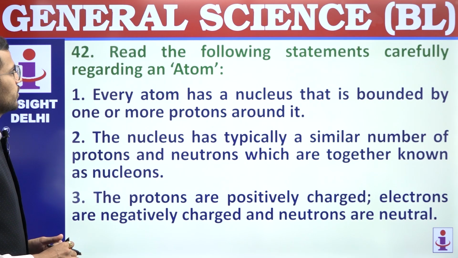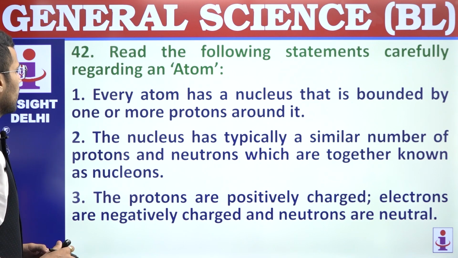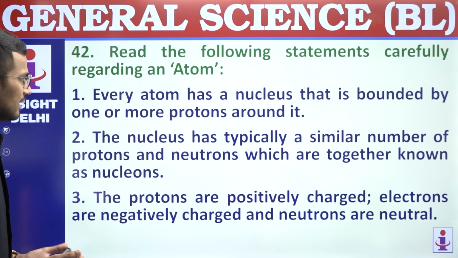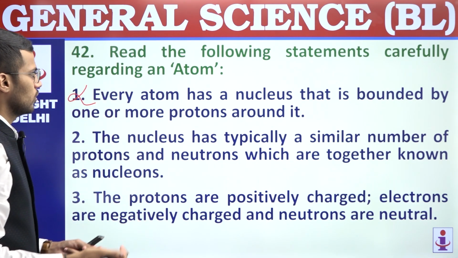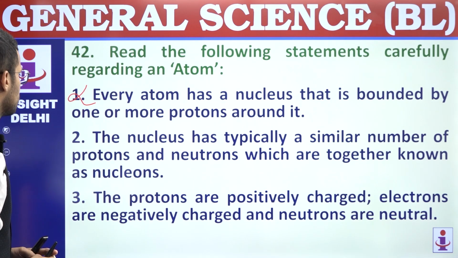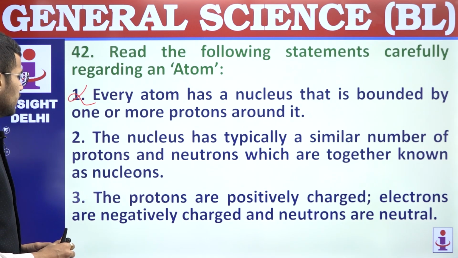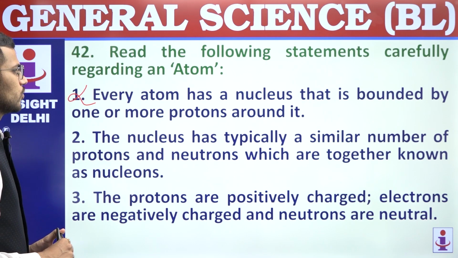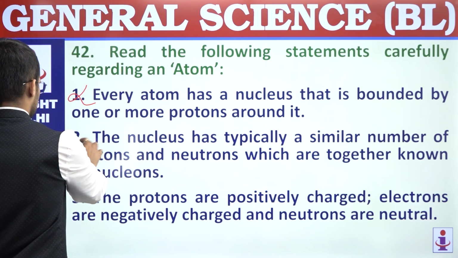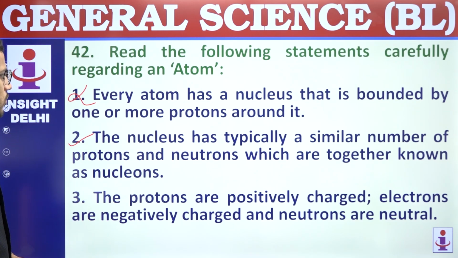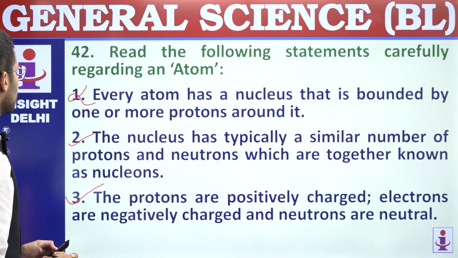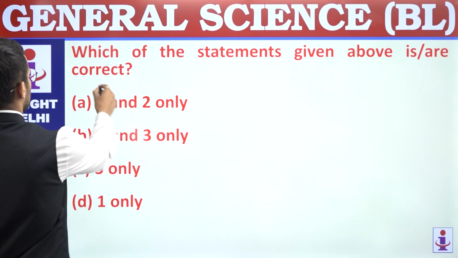42. Read the following statements carefully regarding an atom. First, every atom has a nucleus that is bounded by one or more protons around it. Incorrect statement, right? Because protons are inside the nucleus, not around the nucleus. Second statement, the nucleus has typically a similar number of protons and neutrons which are together known as nucleons. Correct statement. Third, the protons are positively charged, electrons are negatively charged, and neutrons are neutral. Very simple statement. So second and third statements are correct. We are supposed to find out correct statements only.